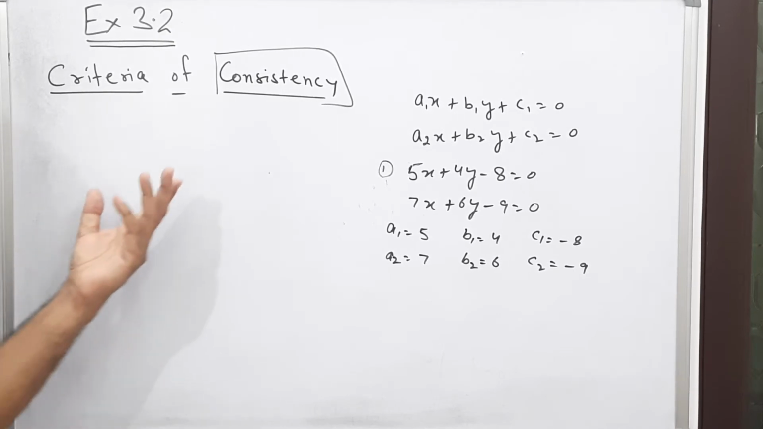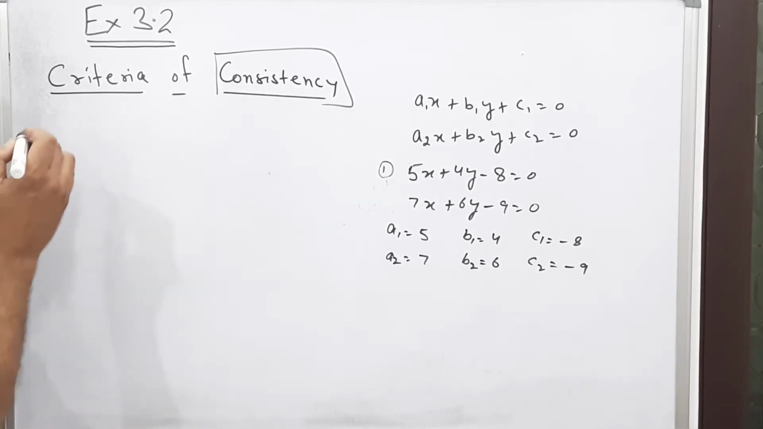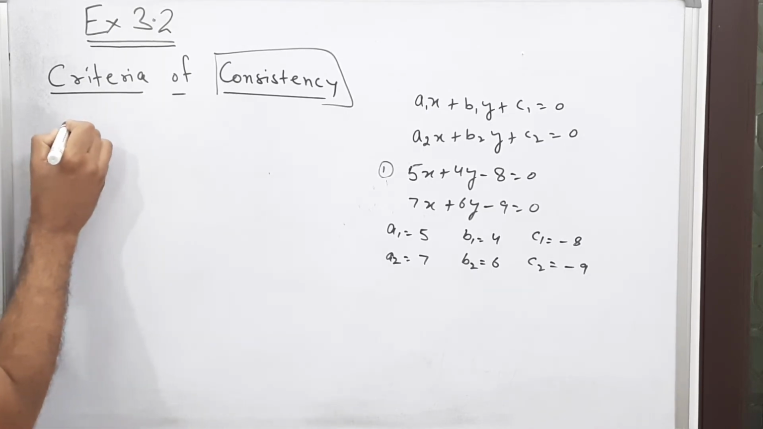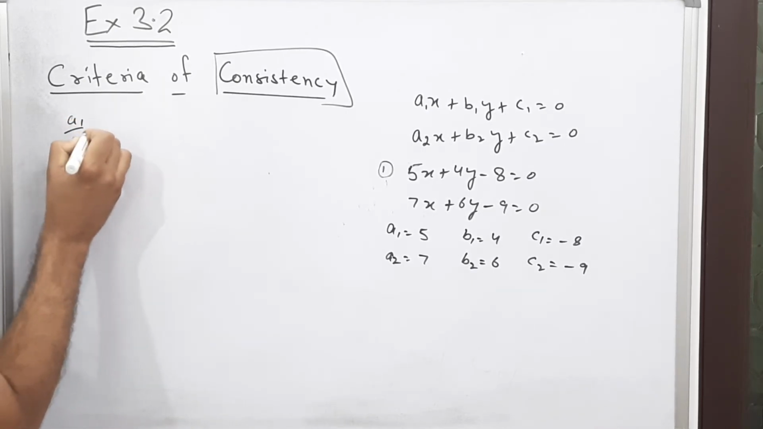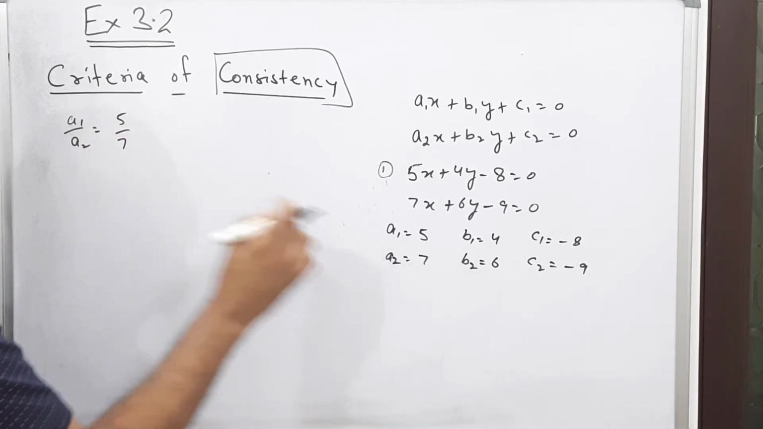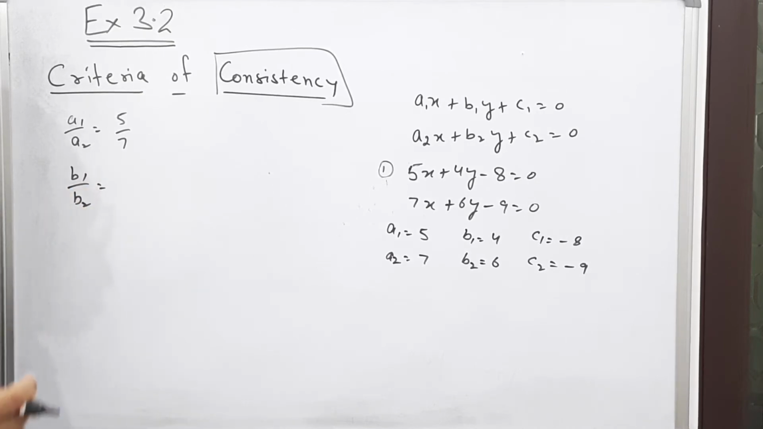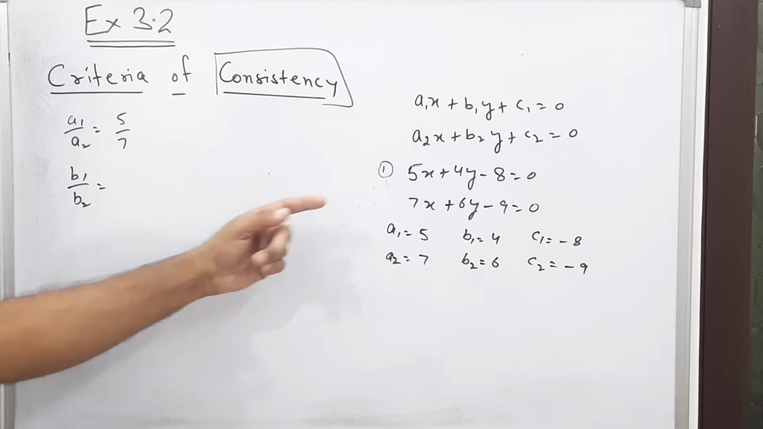Now, dear students, you see this now. I have already told you that criteria. Now I am taking this one, and we will calculate A1 upon A2. A1 upon A2 is 5 by 7. We will calculate B1 upon B2. I am explaining you this criteria and the lines, everything with the help of this particular example.